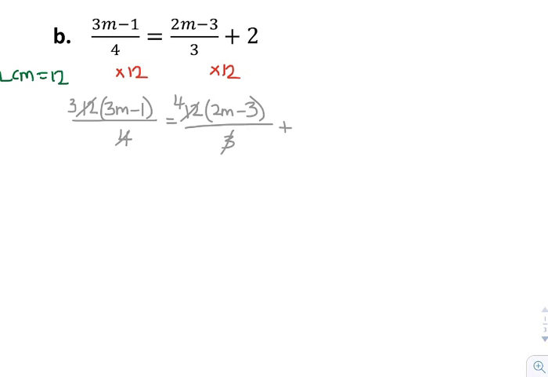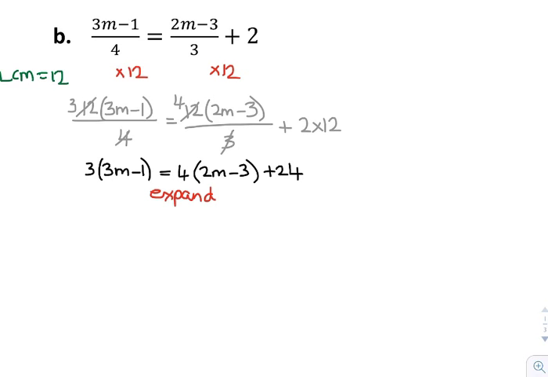The trick to this, however, is that when you multiply by 12, you need to multiply everything. So it's not just the two fractions, it also includes that 2 on the end. So 2 times 12. Simplifying this down, we have 3(3m - 1) = 4(2m - 3) + 24.